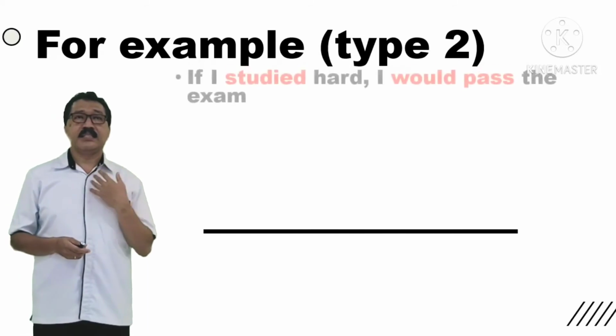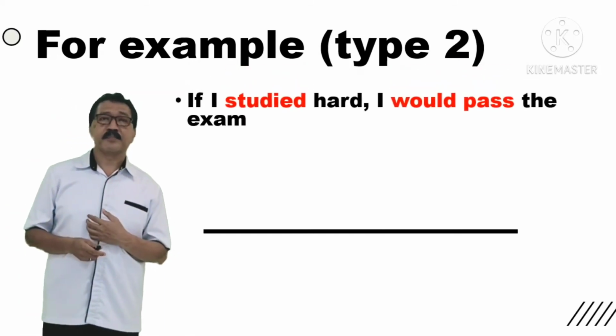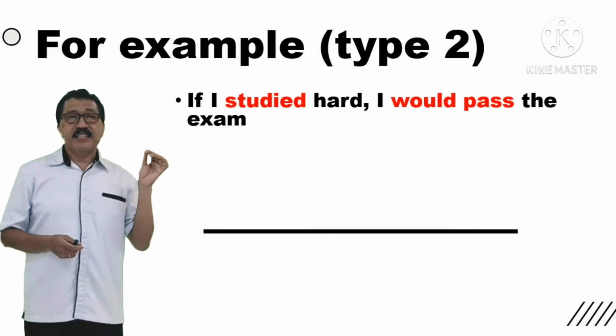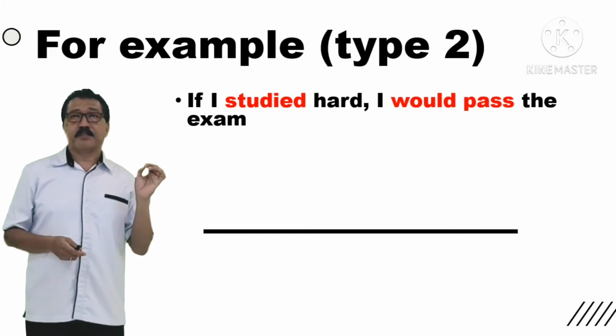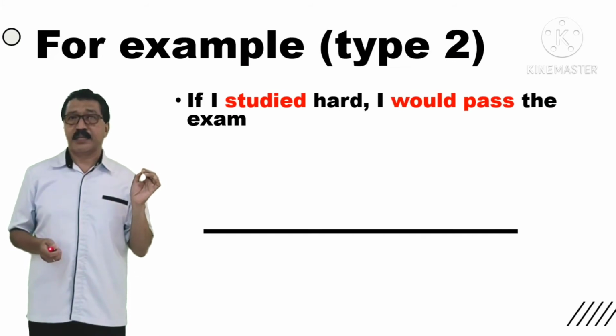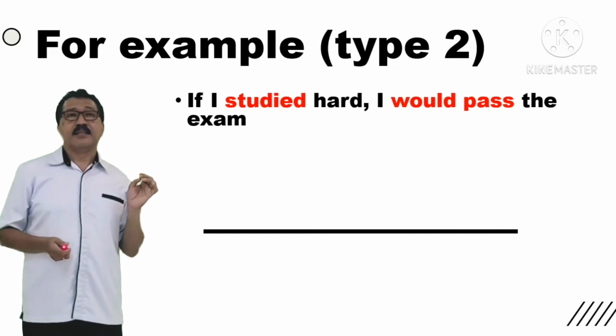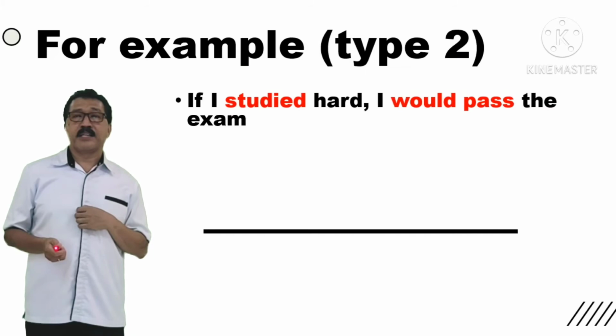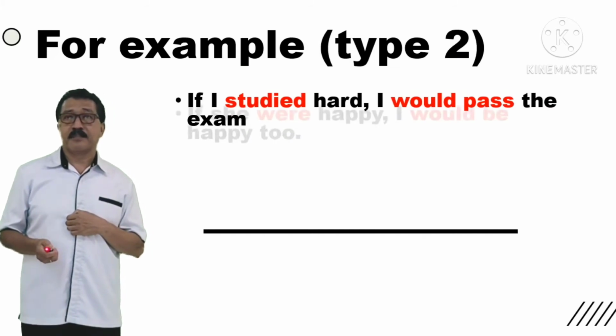Now look at the sample of type 2. If I studied hard, I would pass the exam. Look at the words studied and would pass. This is verb 2 and it is also past future plus verb 1.